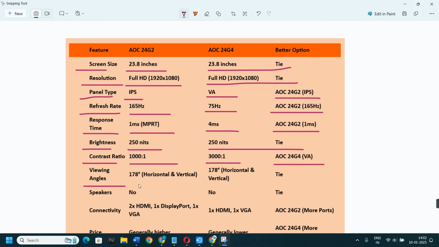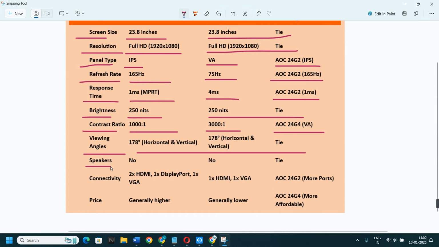Now let's look at the speakers. No speakers are available on either device, so both are equal. Now let's look at the connectivity. In G2, 2x HDMI, 1x DisplayPort and 1x VGA are available, and in G4, 1x HDMI and 1x VGA are available, so G2 is better. And in the last, let's look at the price.